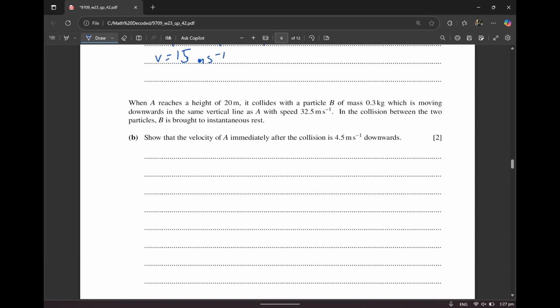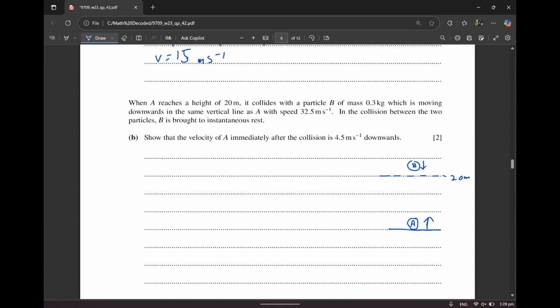Then it says when A reaches a height of 20 meters, it collides with a particle B of mass 0.3 kg. All right, let's draw a diagram for this. So let's say this is horizontal ground. You have A that is moving upwards, and when it reaches a height of 20 meters, it is colliding with a ball B that is moving downwards. This question is related to momentum actually.